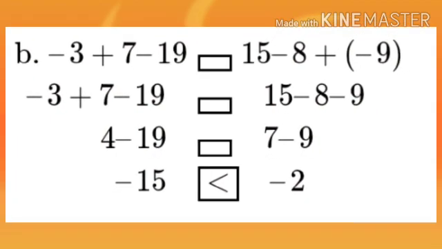In subdivision B, we have to compare both the expressions and put the greater than sign towards the bigger expression. Minus 3 plus 7 minus 19 is one expression, and 15 minus 8 plus of minus 9 is another expression. We have to compare both these expressions and put the greater than sign towards the bigger expression. Therefore, minus 3 plus 7 minus 19.